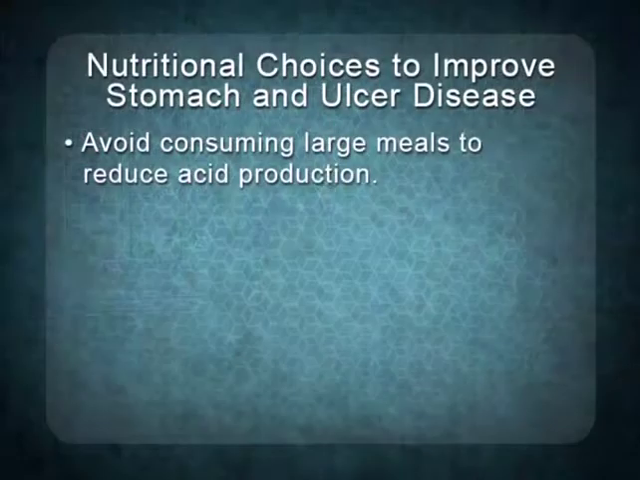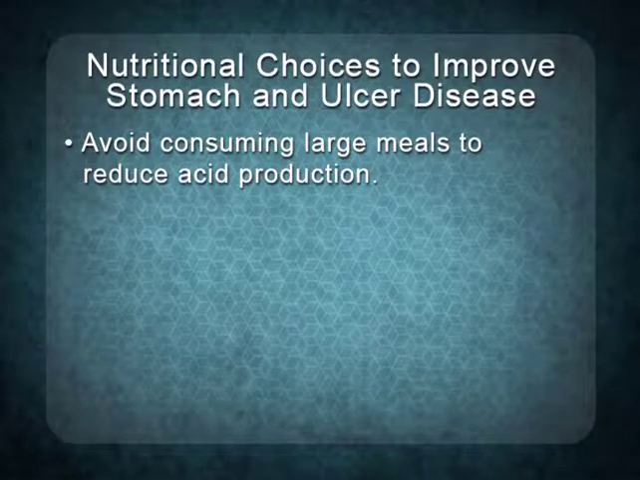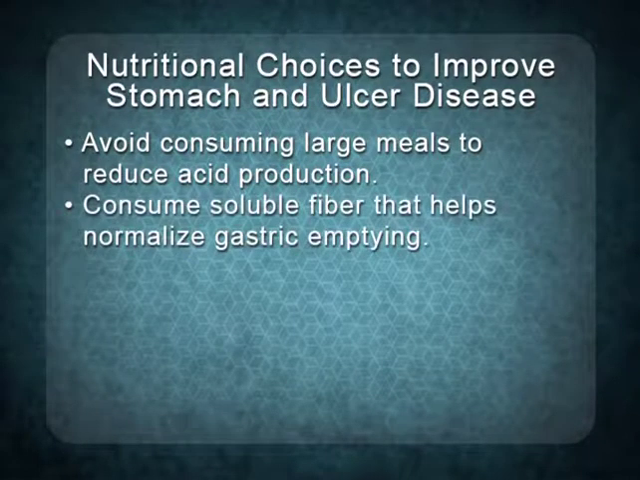Each patient has a very individual diet, but some nutritional choices that might improve this condition include: avoid consuming large meals to reduce acid production. Consume soluble fiber that helps to normalize gastric emptying time. Soluble fiber also stimulates the production of short-chain fatty acids, which are associated with the regeneration of that damaged mucosa.